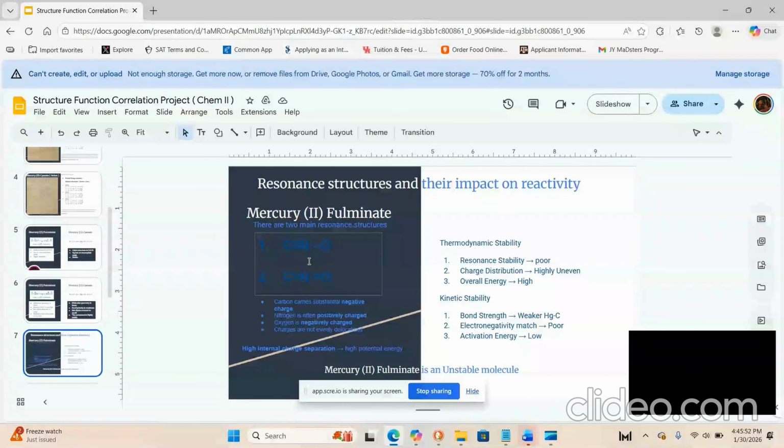So the resonance stability is pretty poor. Charge distribution is highly uneven, and the overall energy is high. Bond strength is weaker, like the mercury and carbon bond. The electronegativity match is poor, and activation energy is low. What pretty much everything means is that mercury 2 fulminate is an unstable molecule.